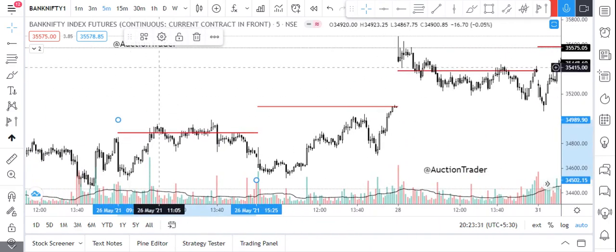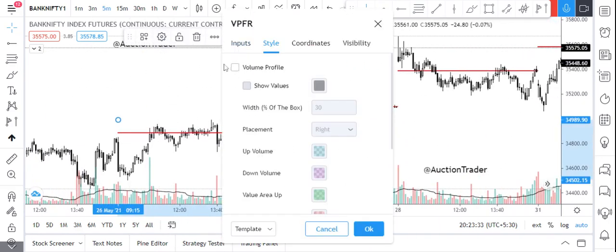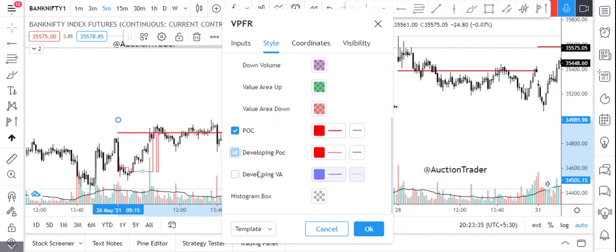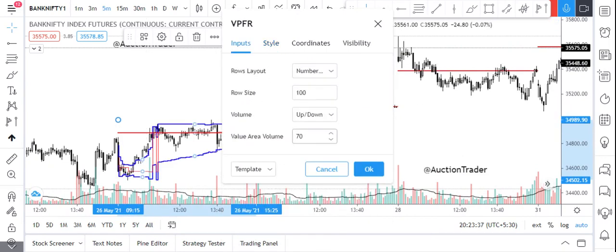Once we click over it, settings. Initially you'll get all these values enabled. In inputs we have to do nothing. Row size 100 and value area 70%. That's perfectly okay.